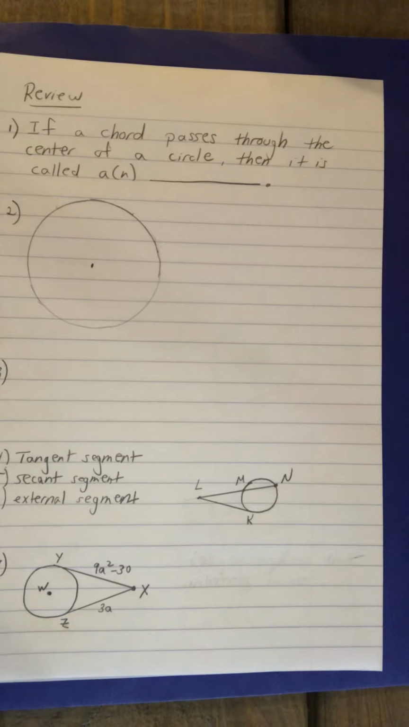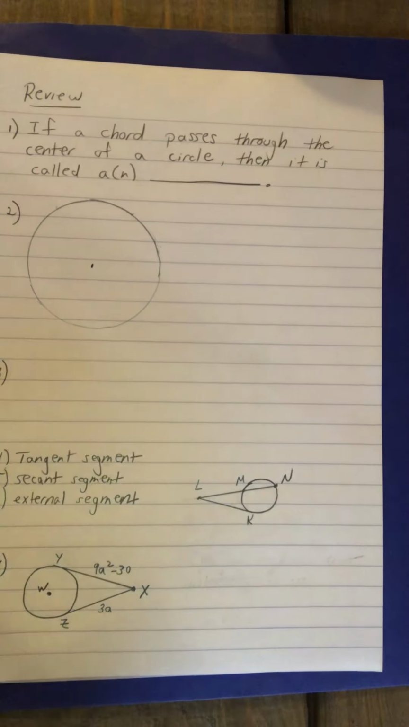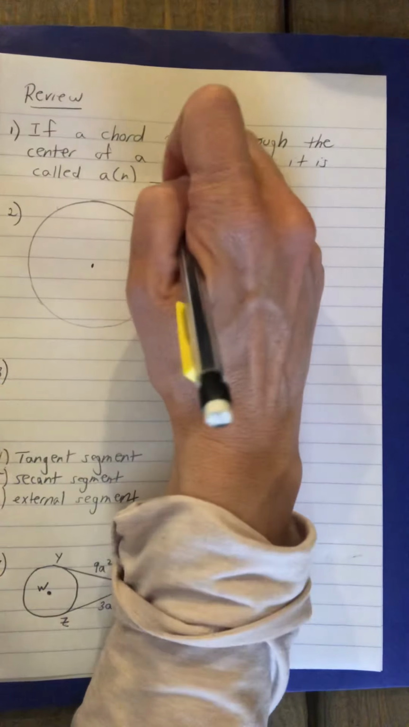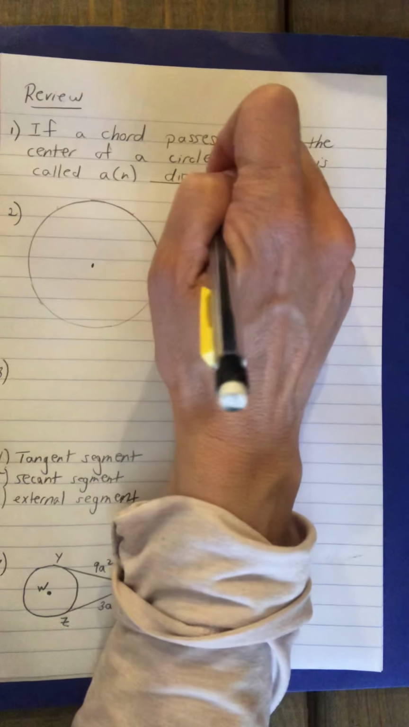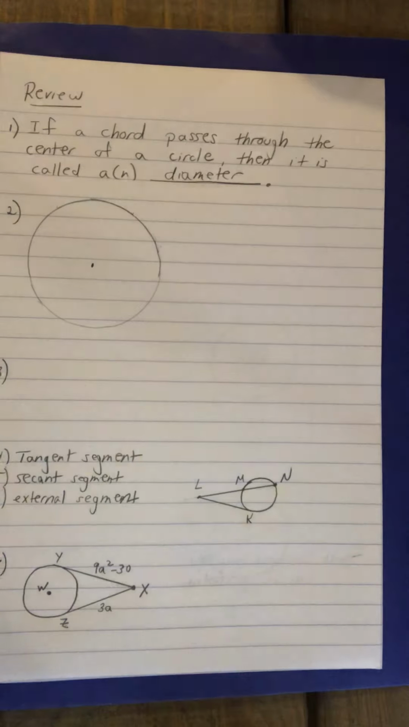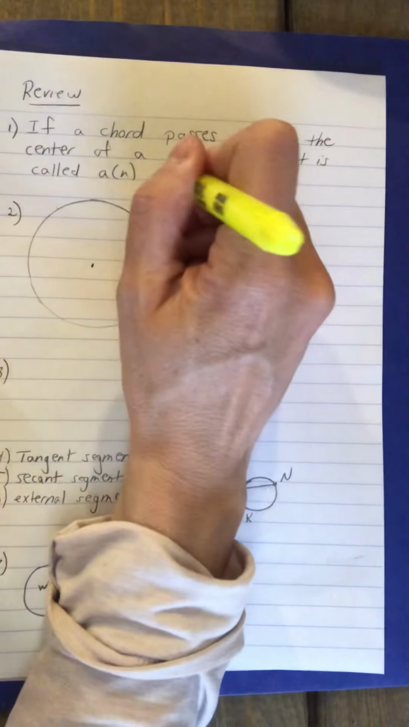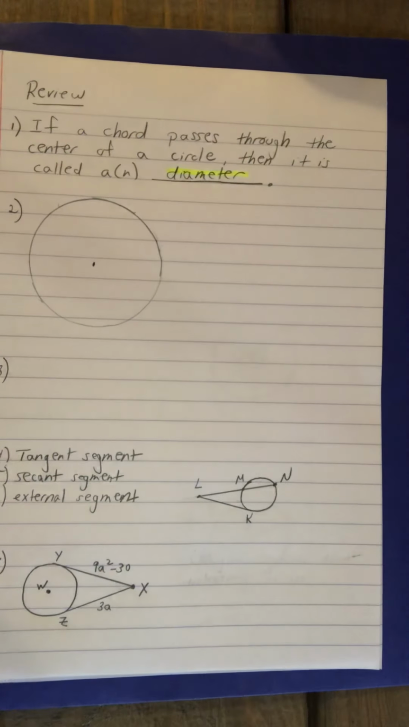The first question in the review stated, if a chord passes through the center of a circle, then it is called a diameter, guys. A diameter is a chord. Diameter is always a chord that goes through the center of the circle, but a chord is not always a diameter. Let's make sure that we remember that information. All right? Number 2, it says, draw and describe an inscribed angle and an intercepted arc.